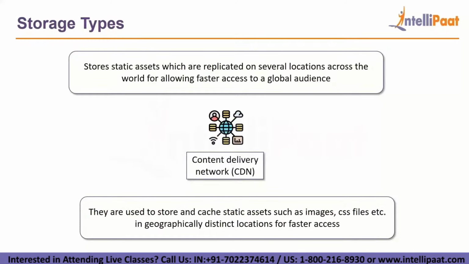Then there's CDNs, also called content delivery networks. They are used to store static assets which are replicated over several geographically distant locations. This is done so that your static assets can be accessed by a global audience. To give an example, let's say you deploy a website. It uses certain images, style sheets, fonts, and so on and so forth. These are static assets mainly because they do not get updated regularly. They are not dynamic. Different users are not going to get different versions of these files.